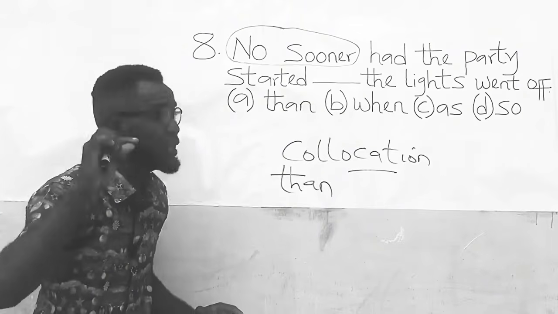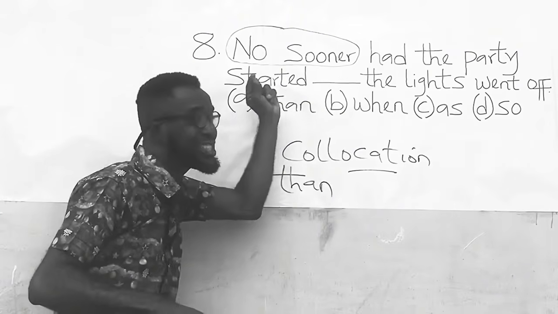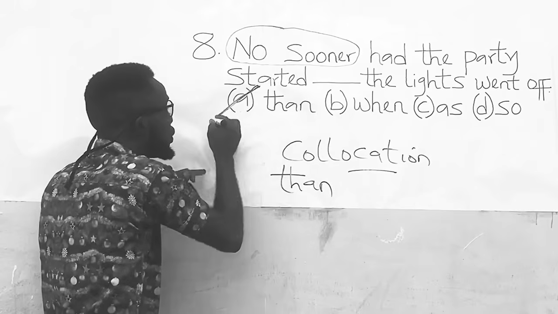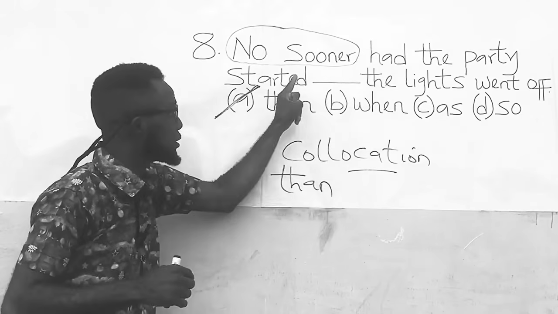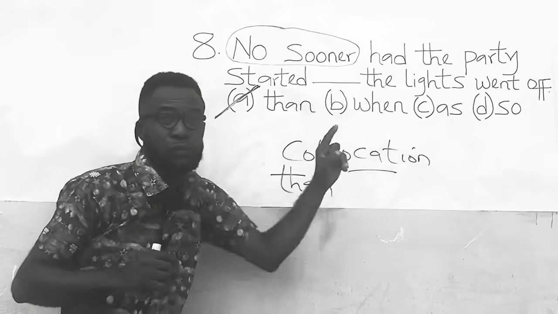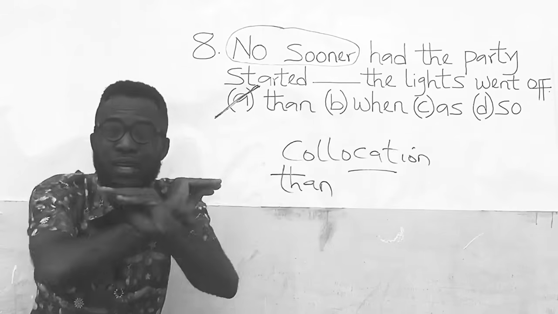For that reason, the correct option for this question is option A. So that the question reads, no sooner had the party started than the lights went off. I believe this is understood.